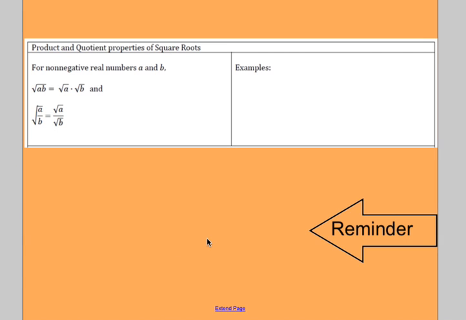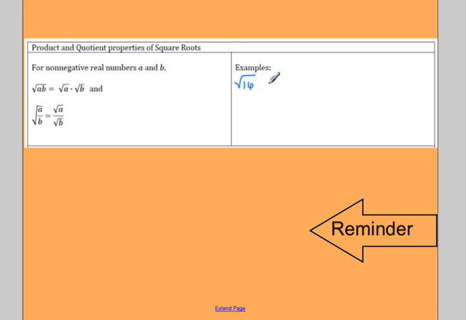Alright, so some rules we need to go over first. Product and quotient properties of square roots. The first one is the product property. So if I'm multiplying a times b, I can break it into square root of a times the square root of b. An example of this is if I have the square root of 16.